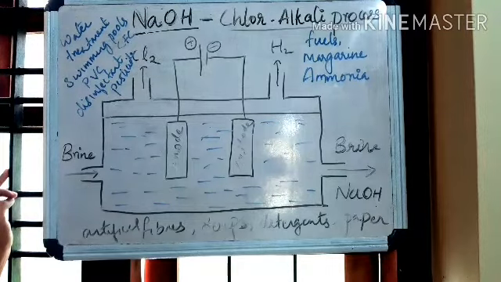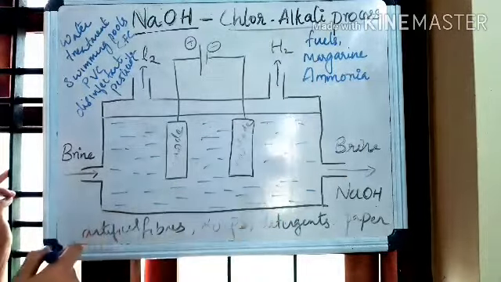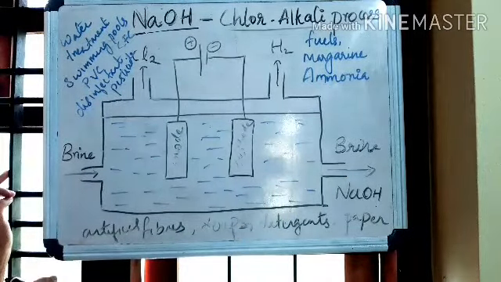Then ammonia, which we are using as a fertilizer. For fertilizers we need ammonia, and that ammonia is prepared using hydrogen itself. So ammonia is also prepared using hydrogen. So hydrogen is also a very good, important product.